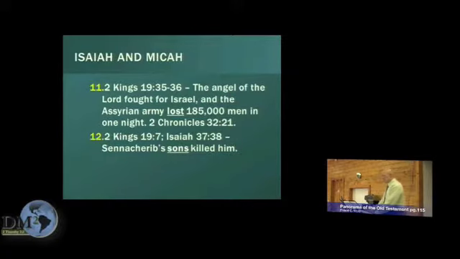2 Kings 19:7, Isaiah 37:38, Sennacherib's sons killed him. Remember the prophecy, "Behold, I will put a spirit in him so that he will hear a rumor and return to his own land, and I will make him fall by the sword in his own land." His own children are the ones that do it.